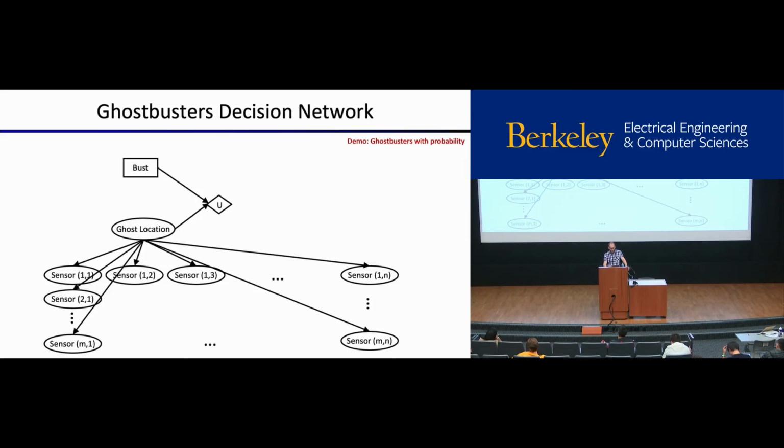And now I'll show you an example of a decision network in Ghostbusters. I think we've seen the Ghostbusters example before. Our action is where we bust the ghost, if we bust at all. And our utility will depend on the action we've taken and the ghost's actual location. And we'll have these various sensors that we actually observe. We'll observe some of them about the ghost location.